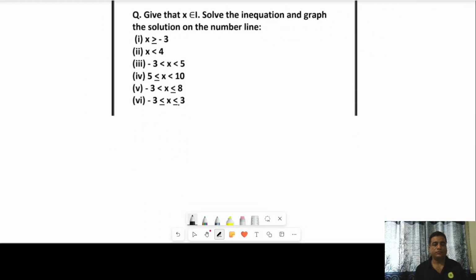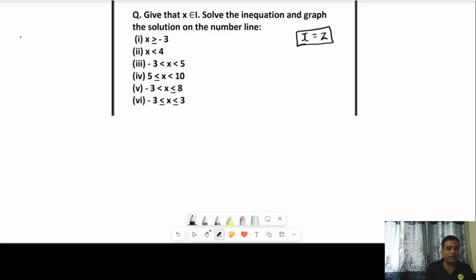Yes. Your question is: given that x is an integer, I means Z, the set of integers. I and Z both are the same. I means collection of integers and also Z is collection of integers. So solve the inequation and graph the solution on the number line.